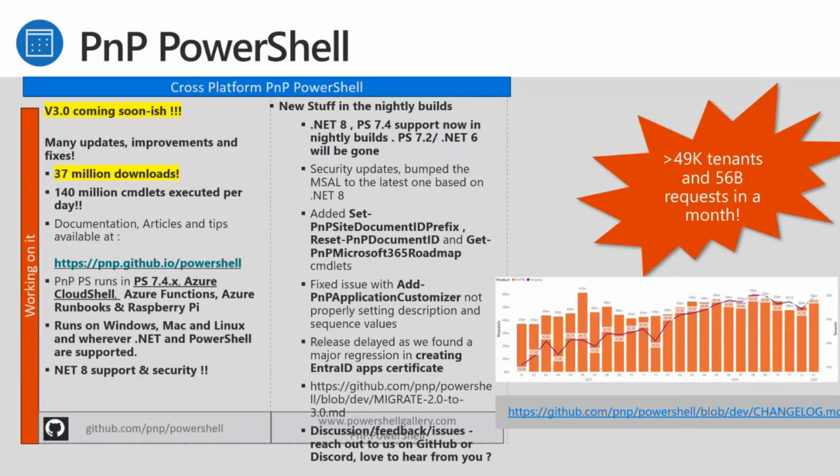What else? We fixed an issue with Add-PnPApplicationCustomizer as well, so it was not properly setting the description and the sequence values. So that has been fixed, and it's out in the latest nightly builds. So I would request you all to check out the nightly builds and give us feedback on the discussion forum or the GitHub issue list as well. Thanks. Over to you, David.